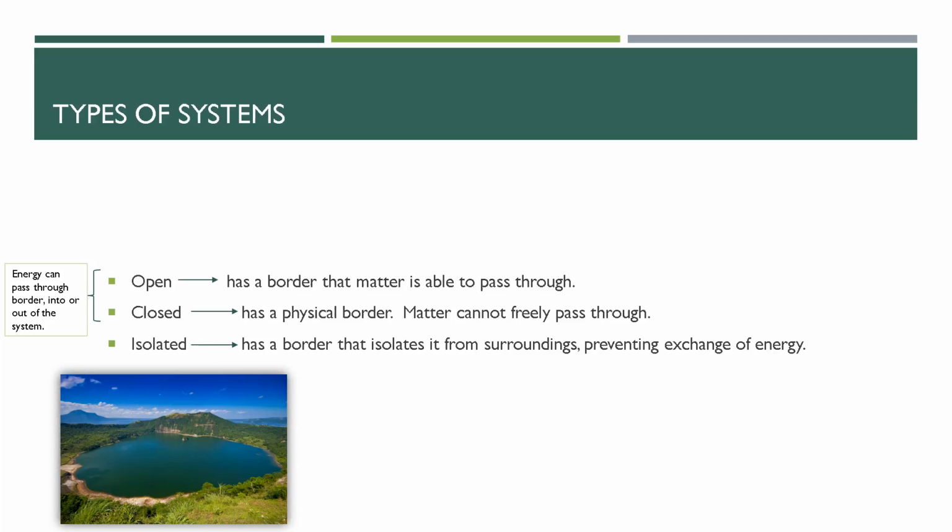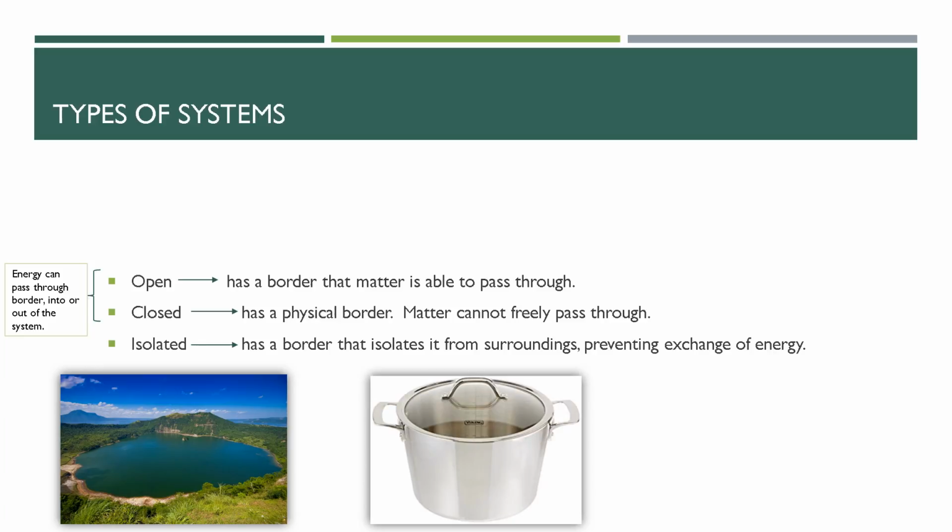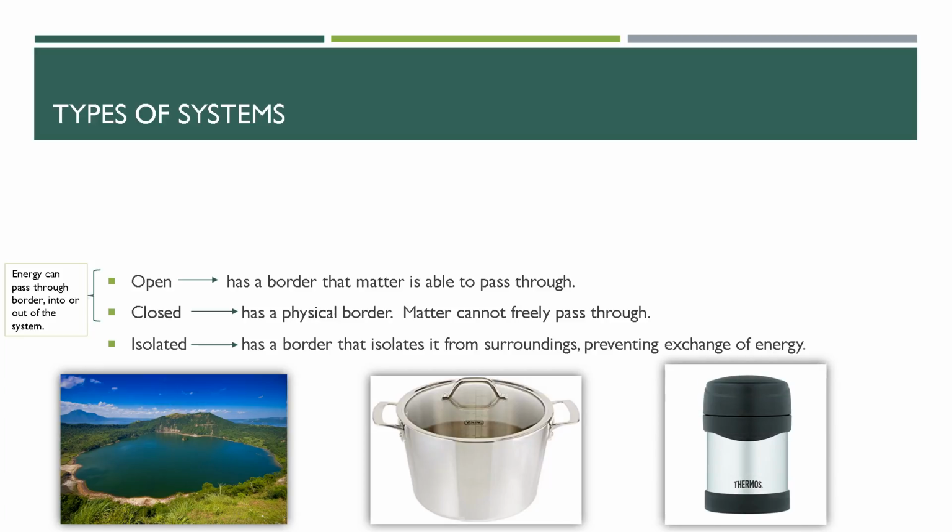And then here's some examples of these systems. First, for an open system is a lake, because there is a border around it, but the matter is still able to pass through pretty freely. Second is a pot with a lid for the closed system. The lid and the outside of the pot prevent stuff from exiting or entering pretty much. And third is a thermos for the isolated system, and its border isolates it from surroundings and it prevents the exchange of energy.